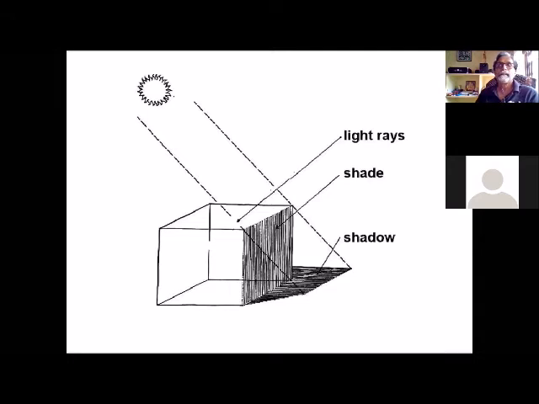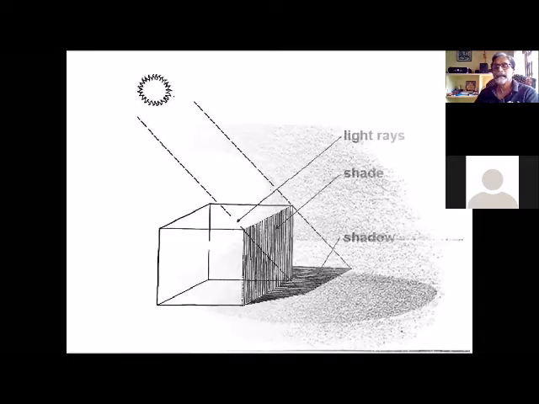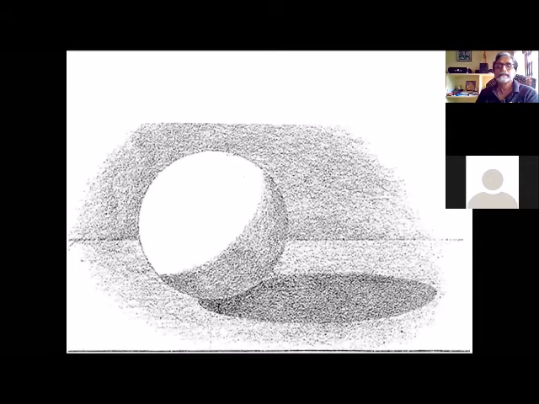Okay, so now, this will be the shadow of a ball. So you can see here shade and shadow. Shadow is what is formed on the surface because light is obstructed. Shade is actually part of the object itself.